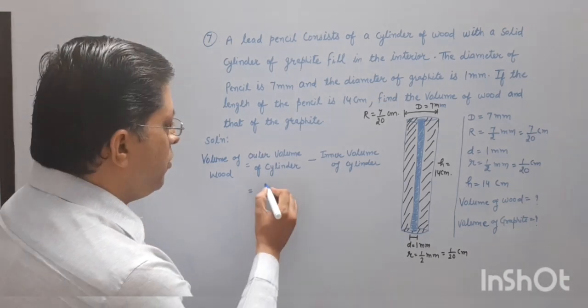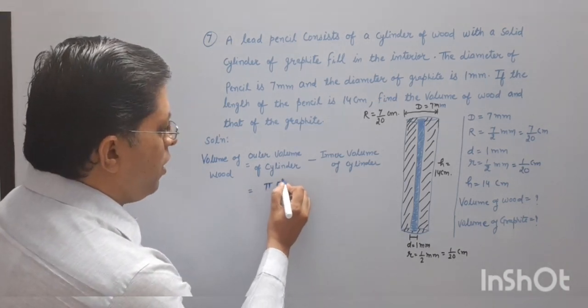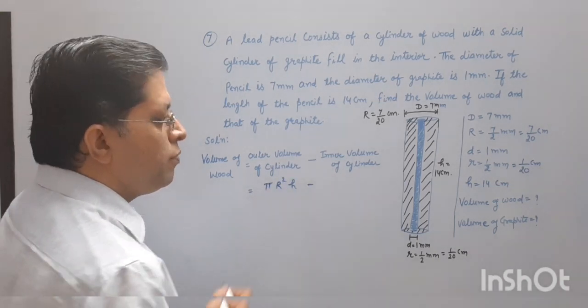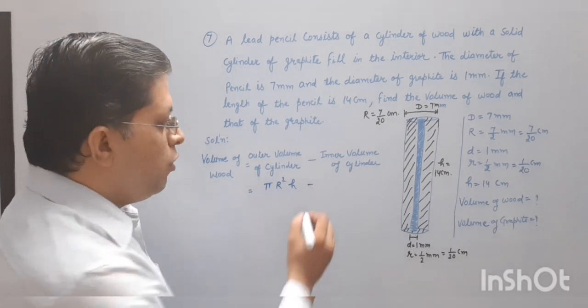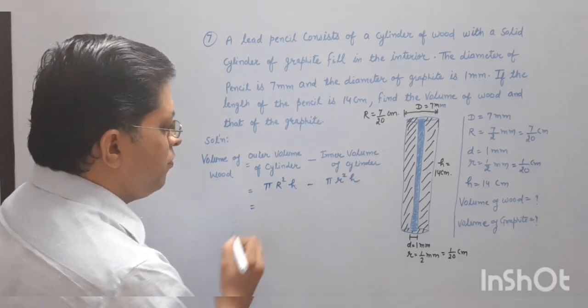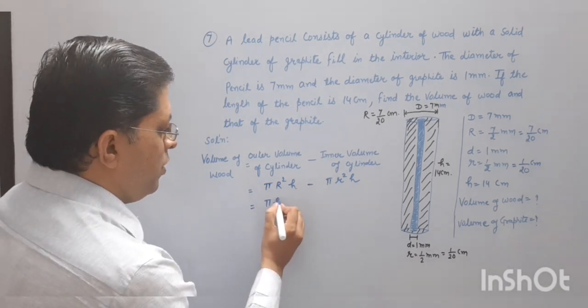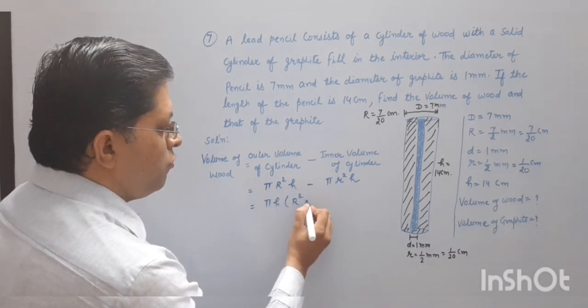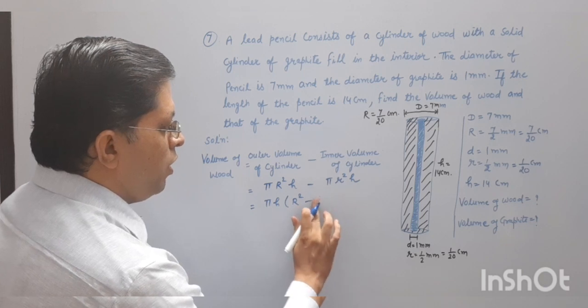What is the outer volume of cylinder? Pi capital R square h. Okay. And this is what? Pi small r square h. Then pi and h common. What will be? R square minus small r square.